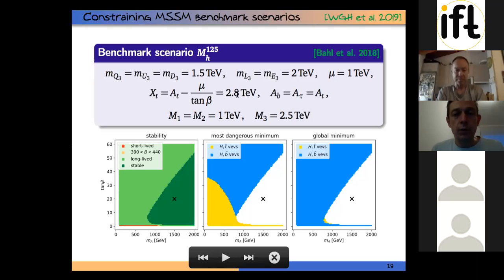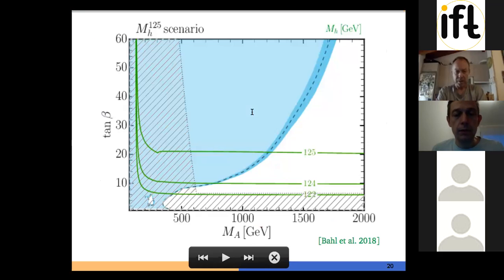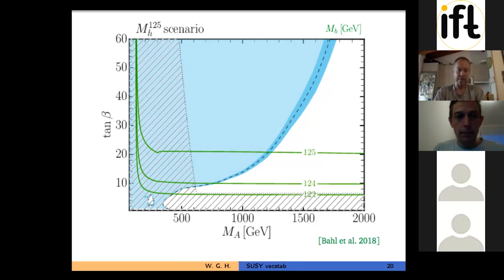xt has a value of 2.8 TeV, all the A terms were set equal. And then let me show first this benchmark claim from this paper, which discussed experimental and theoretical constraints on MA and tangent beta for this scenario.